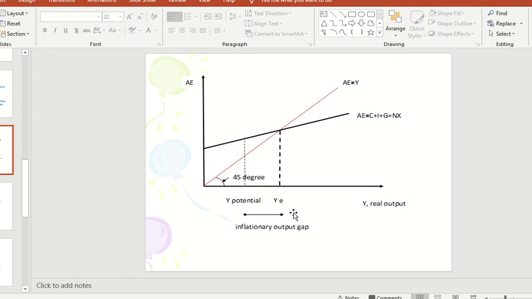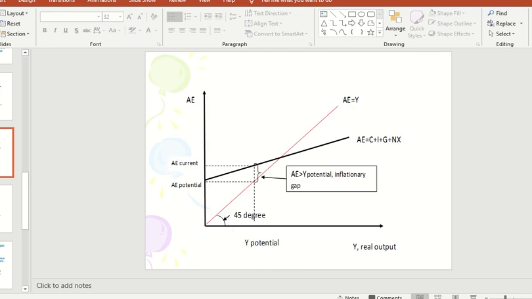So the difference between these two output levels is called the inflationary output gap. So we have an inflationary situation. How much the current output exceeds the potential output level gives us the inflationary output gap. Another way to look at the same thing by using the same framework.